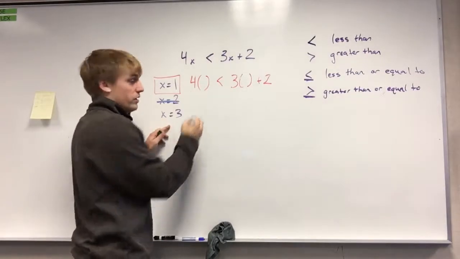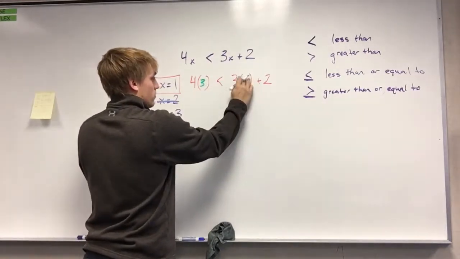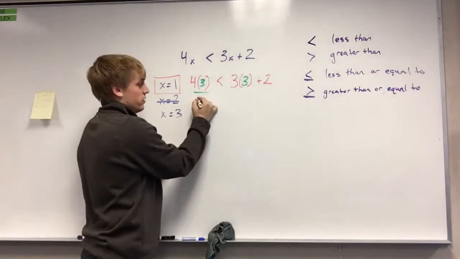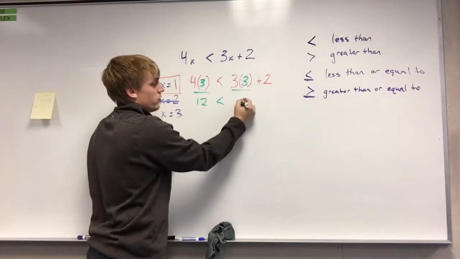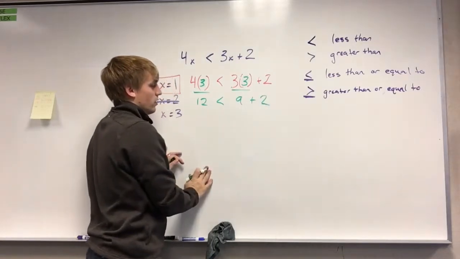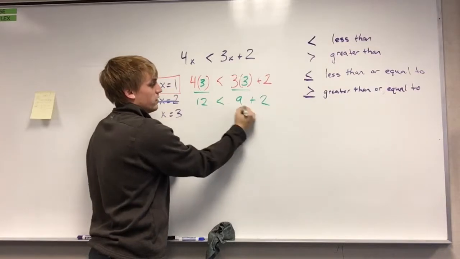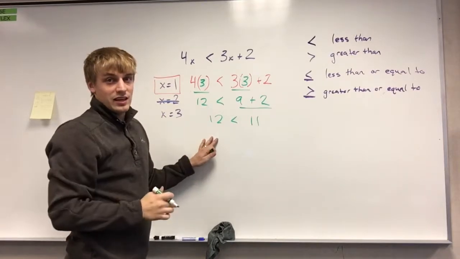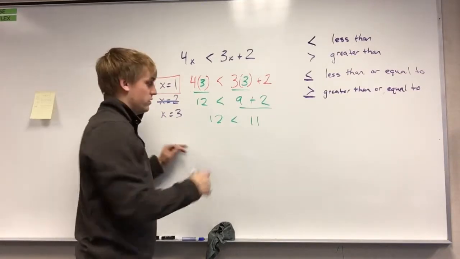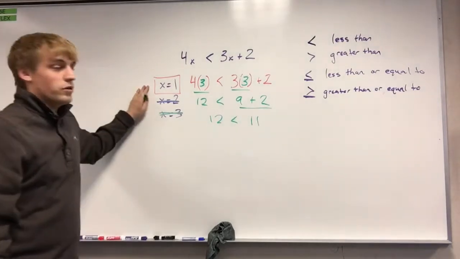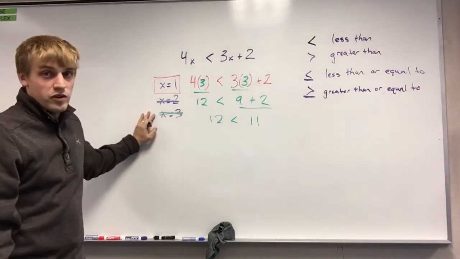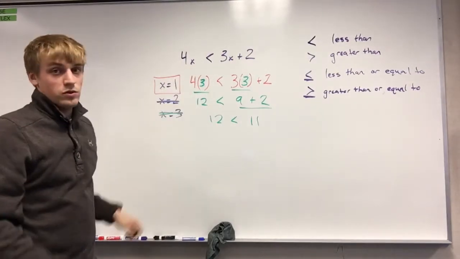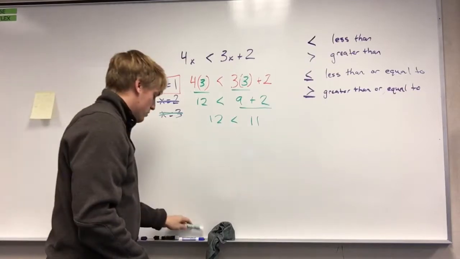Okay, and let's plug in a 3. Four times 3 is 12, less than 3 times 3 is 9 plus 2. Okay, so I get 12 less than, 9 plus 2 is 11. Is 12 less than 11? No, it's not. So this one doesn't work either. So the only one that works, the only solution out of these 3 for x that makes this true is x equals 1. Okay, let's try one more.